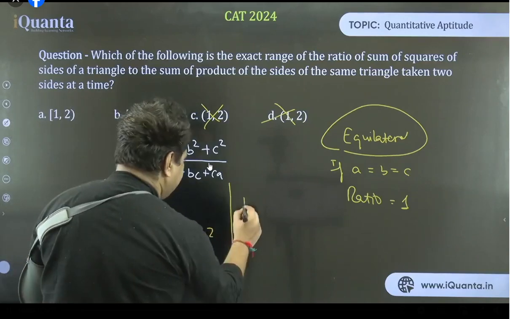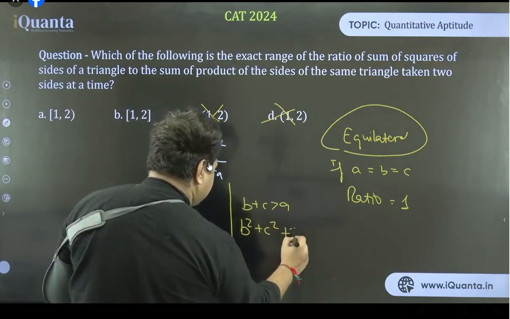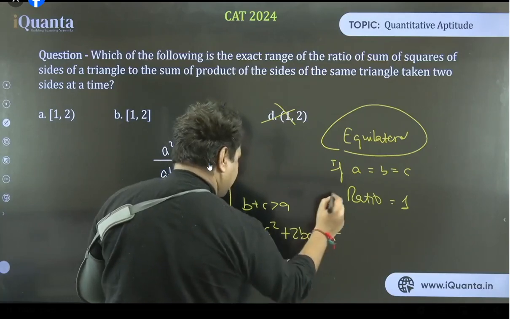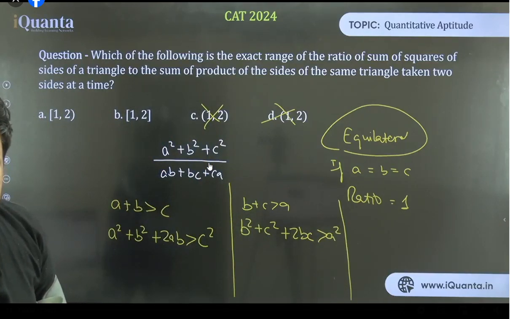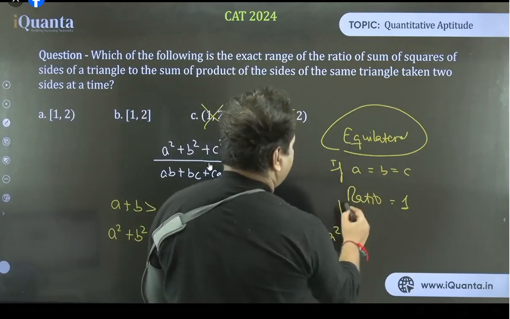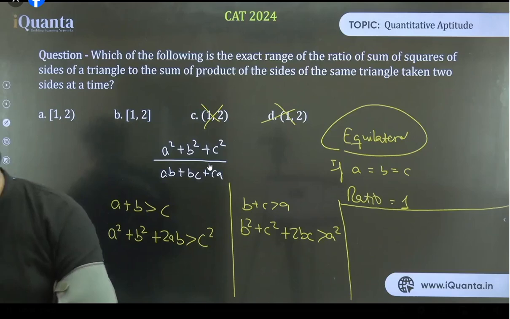Similarly, we also know that B plus C is greater than A, and squaring both sides, I'll get B square plus C square plus 2BC is greater than A square, isn't it? ये मालूम पड़ गया सबको? Yes, because equilateral triangles exist, no? One will be included for sure because a triangle can be equilateral, isn't it? That is, 1 will be included for sure.